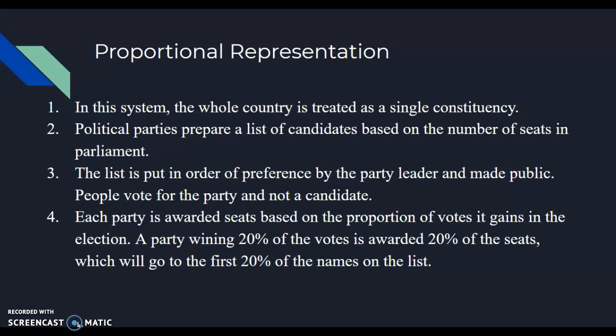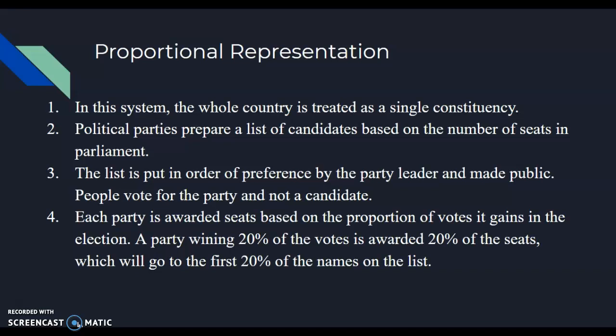So what happens is that political parties prepare a list of candidates based on the number of seats in parliament. So if there are 10 seats in parliament, all the political parties vying for election will prepare a list of 10 candidates. If there are 60 seats, they'll prepare a list of 60 persons. Now, this list is placed in order of preference. So persons who they would prefer to be awarded seats, or persons who are very important to them in getting seats, their names will fall in the top part of the list. Right? This list is then made public.